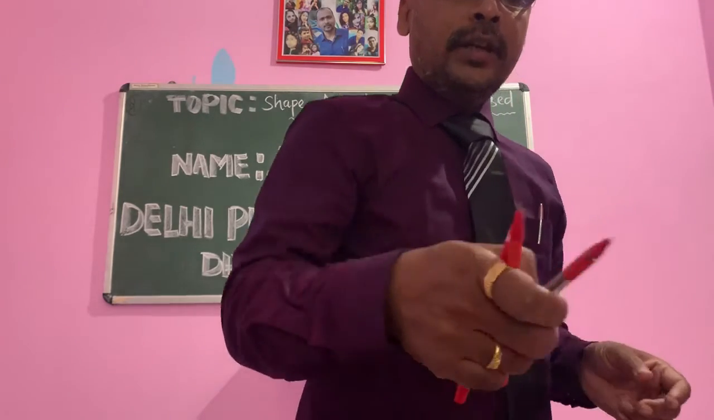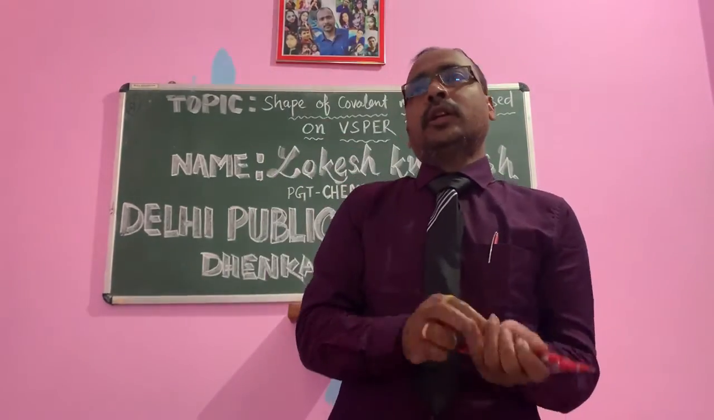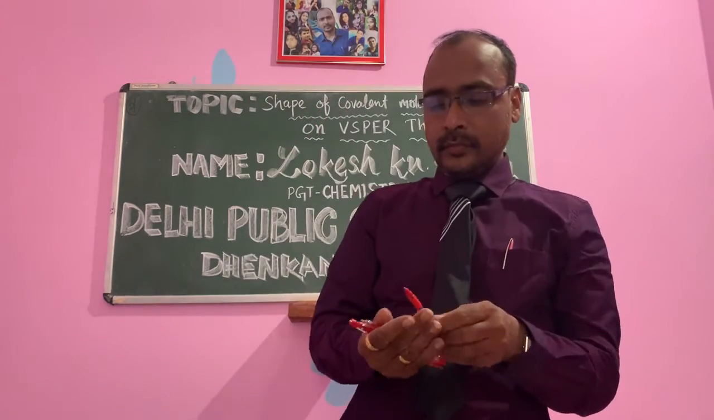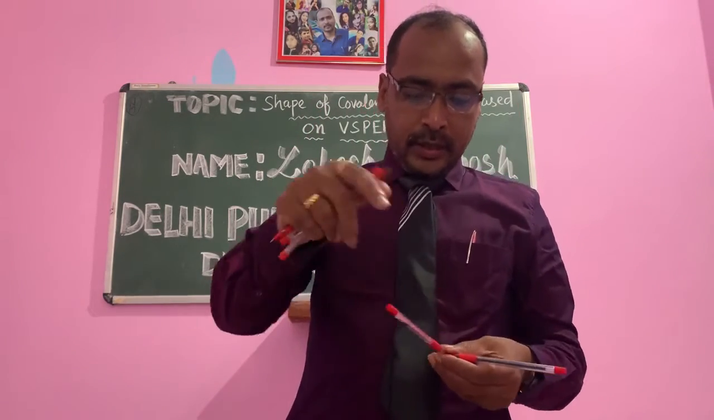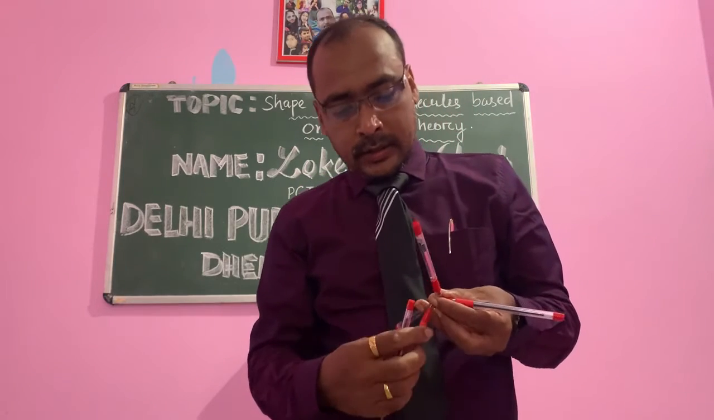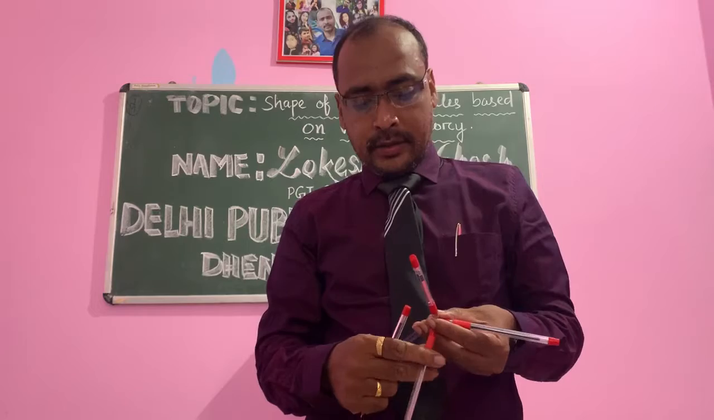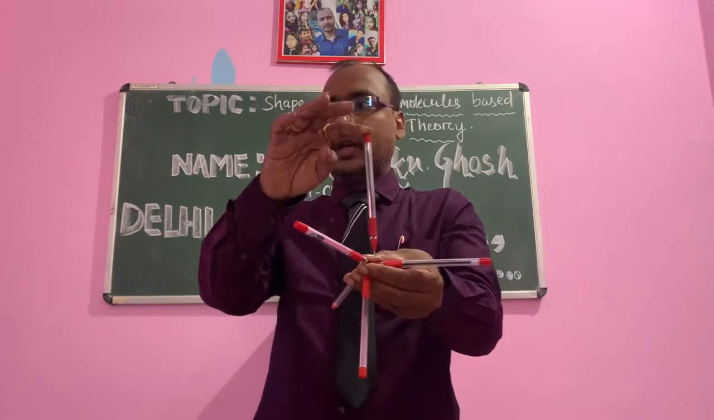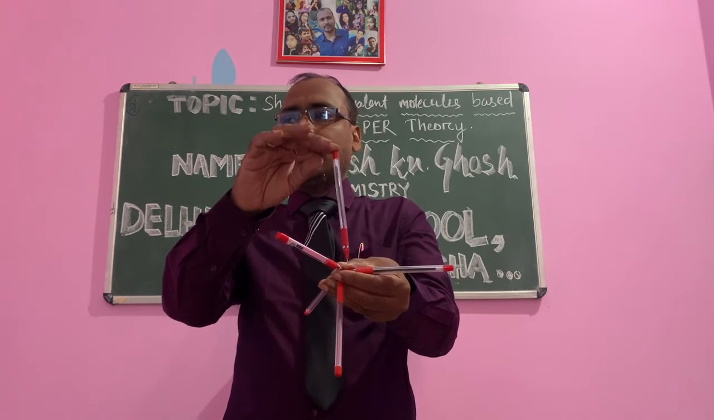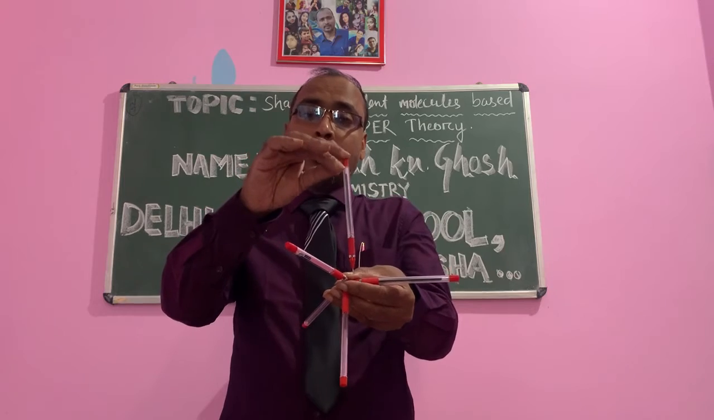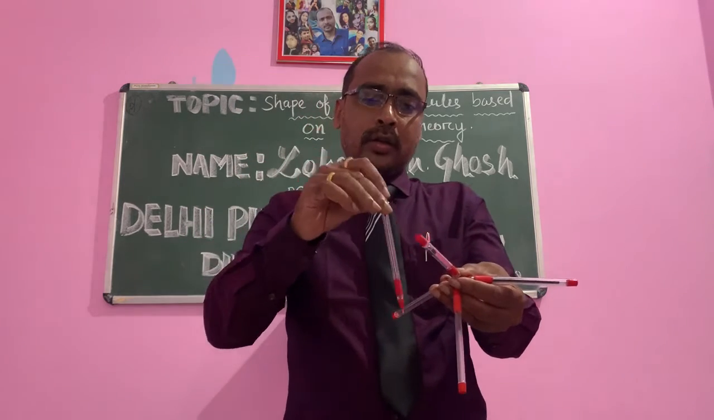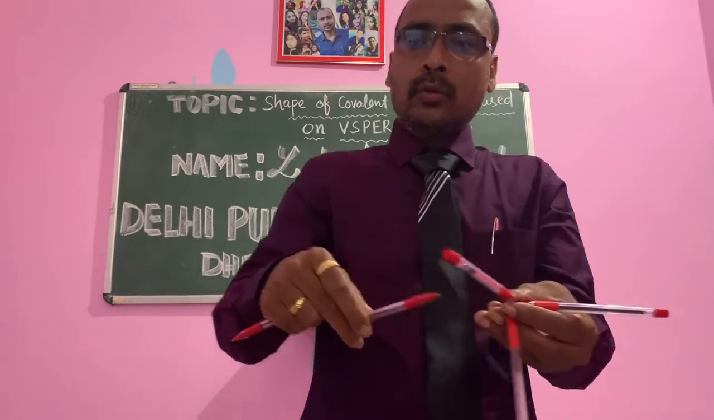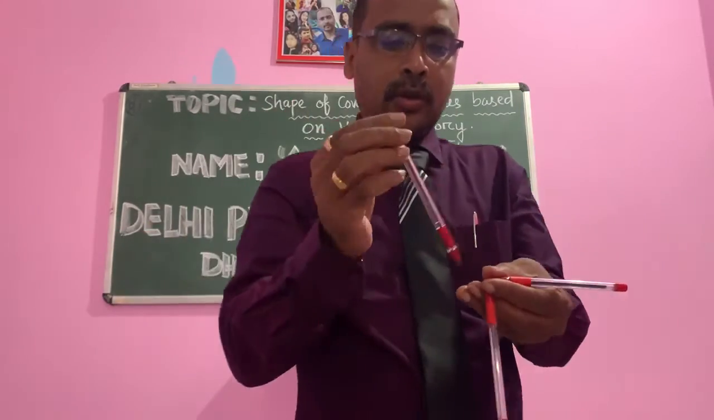Then next is the AB3E2 type. In AB3E2 type, if we consider the previous shape, that is trigonal bipyramidal, which is the AB5 type geometry. Now we will work out the geometry of AB3E2 type. There are two lone pairs, so you remove two equatorial bonds. One, two equatorial bonds.